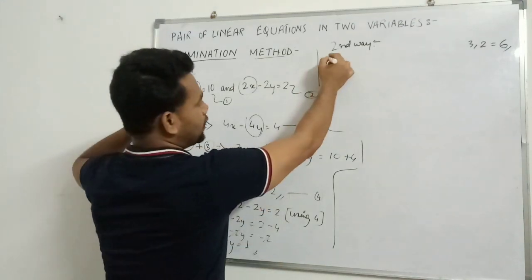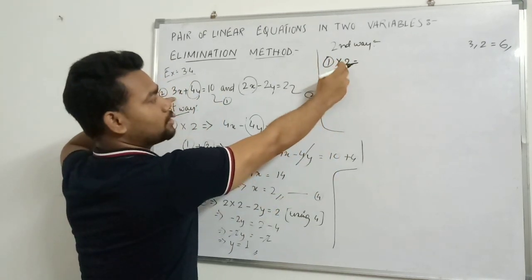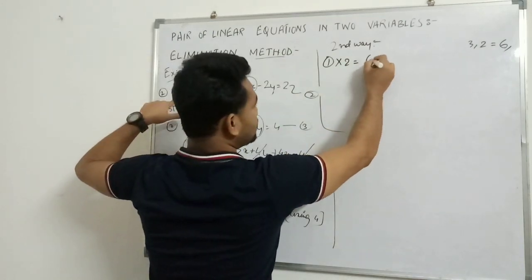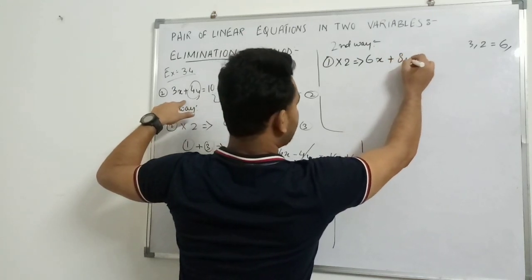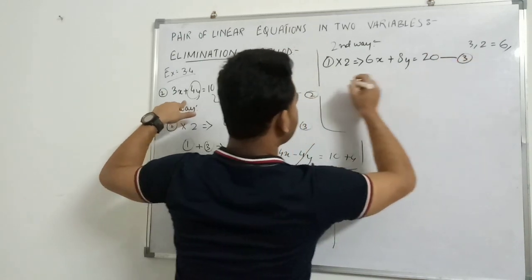So I'm going to do what? 1 into 2. 1 into 2 is what? Multiplying 2 into the whole equation 1, right? So 2 into 3 is what? 6x plus 8y equals 20. So mark this equation as 3.